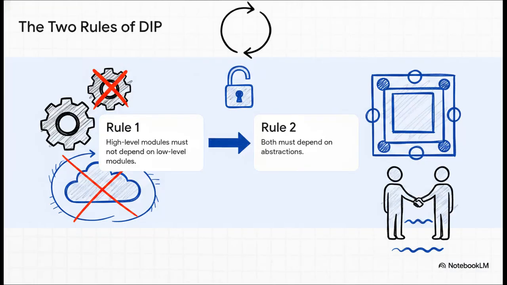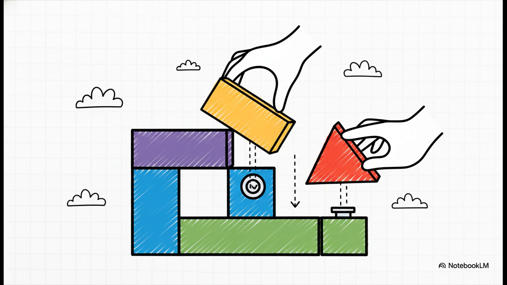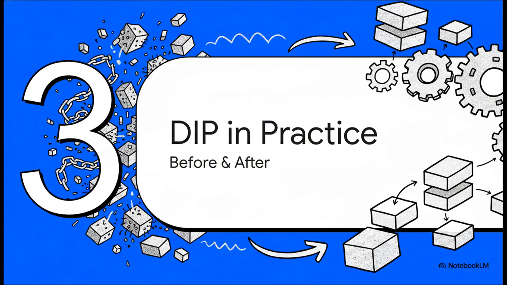So let's just boil that down to two simple rules you can remember. Rule number one, the important high-level business logic shouldn't know anything about the nitty-gritty details. It shouldn't care how you store data or send an email. And rule number two, both sides should agree to talk to each other through a middleman, a contract. And that contract is our abstraction. So really, the whole point of this entire exercise is to get to the exact opposite of that tight coupling mess we started with. What we want is loose coupling. That's the goal.